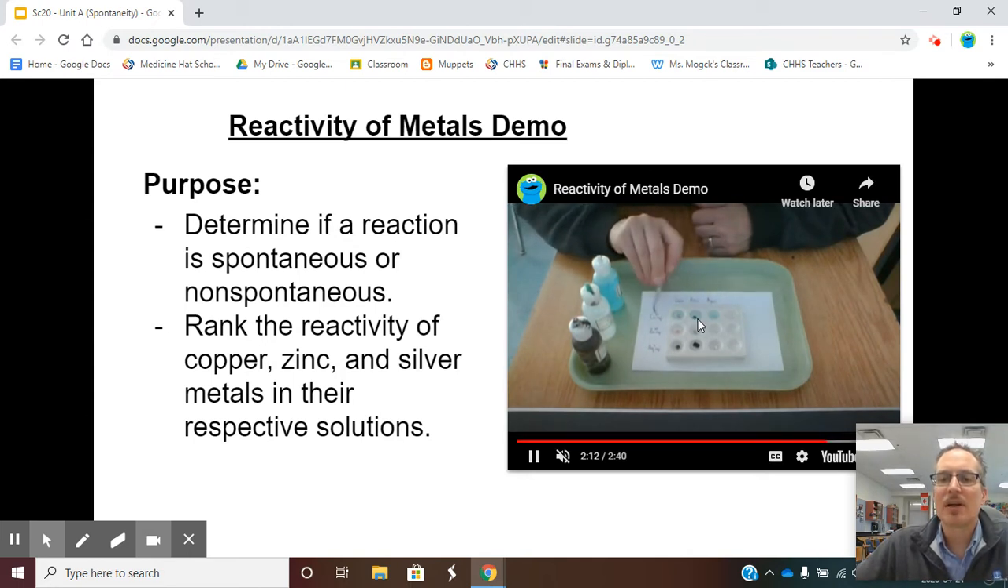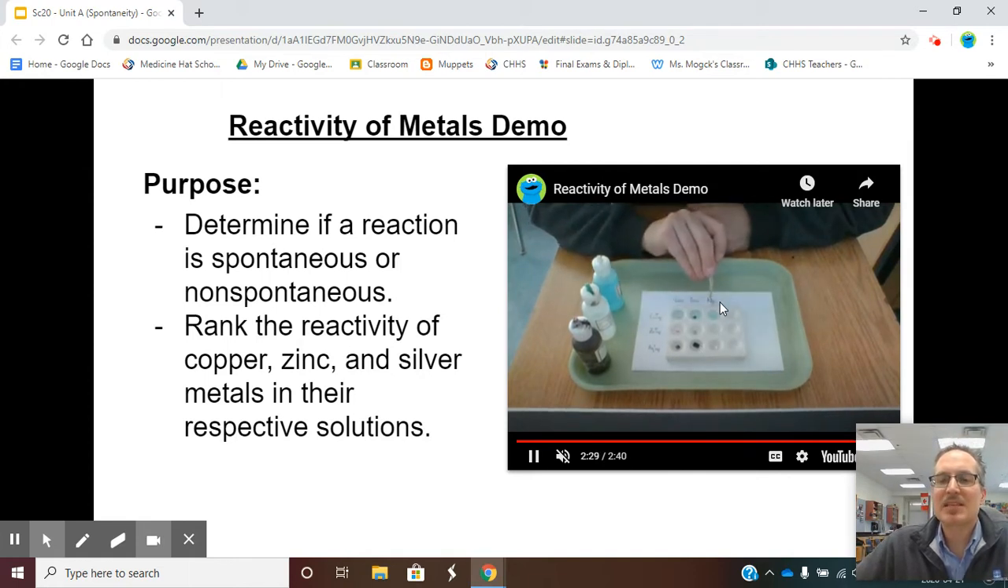Zinc, however, did react with copper solution. It turned black. Zinc solid did not react with zinc solution. Zinc solid did react with silver solution, and it actually looks like it grew. It became a giant blob.